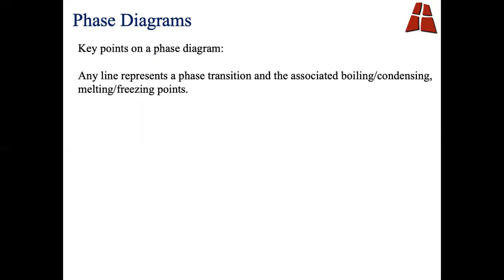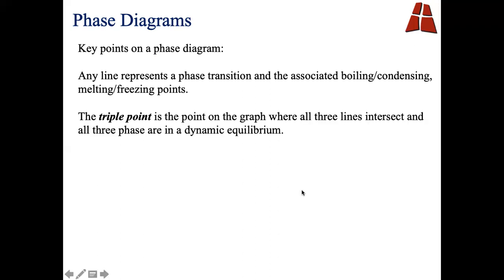Okay. And so again, just to put in text what I just said, any line represents a phase transition that is associated with physical change: boiling, condensing, melting, and freezing. I should have also put sublimation and deposition there. Okay. The triple point is one of the points that was shown on that graph. It is the point on the graph where all three lines intersect and all three phases are in dynamic equilibrium at that point.